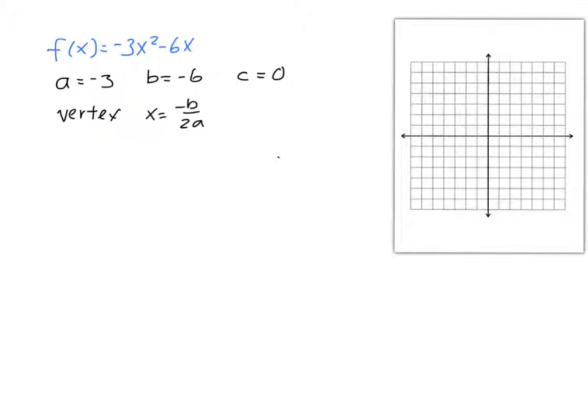To find the x coordinate of the vertex, we solve the equation x equals -b over 2a. For this problem, -b would be +6, and 2 times a would be 2 times -3. That simplifies to -1.